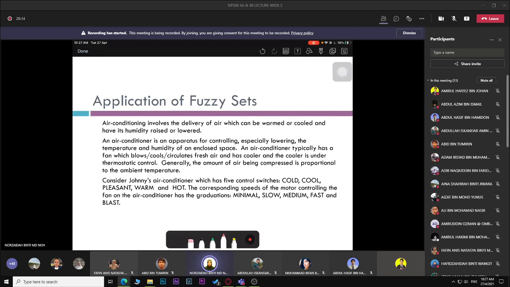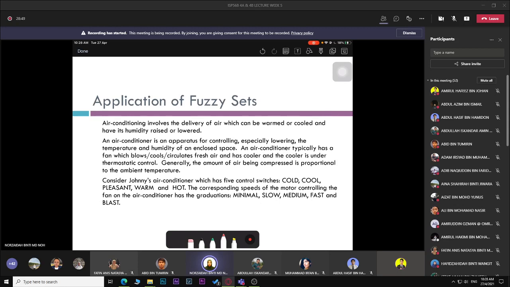Tetapi there are lots of different model of aircon. Sometimes aircon dia punya input berbeza-beza, so you have to look at the input lah, apa input dia. Alright, consider Johnny's air conditioner which has 5 control switches. Dia boleh pasang dia punya aircon, sama ada cold, cool, pleasant, warm and hot, right? And then the corresponding speeds of the motor. So it is going to control the motor of the aircon, the fan tu kan. Sama ada minimal, slow, medium, fast and blast.